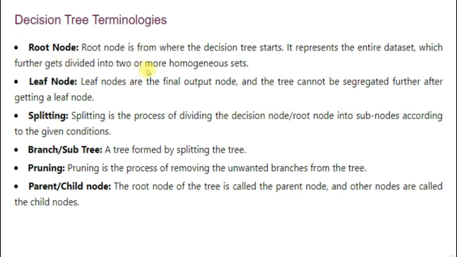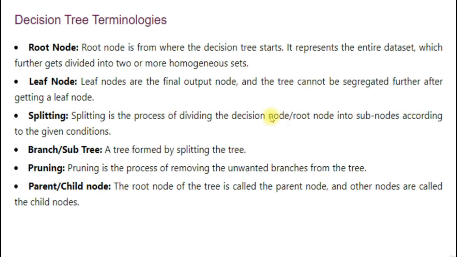So, root node is from where the decision tree starts. The first or the top node is known as the root node. It represents the entire dataset, which further gets divided into two or more homogeneous datasets. So once we make 2 or 3 splits on the root node, then the entire dataset is divided into 2 or 3 subtree structures. Now, leaf node is the final output node, and the tree cannot be segregated further after reaching a leaf node.